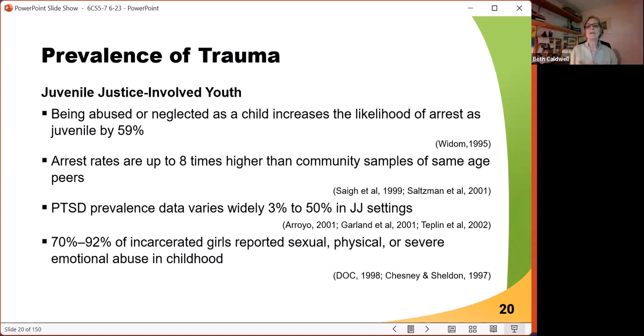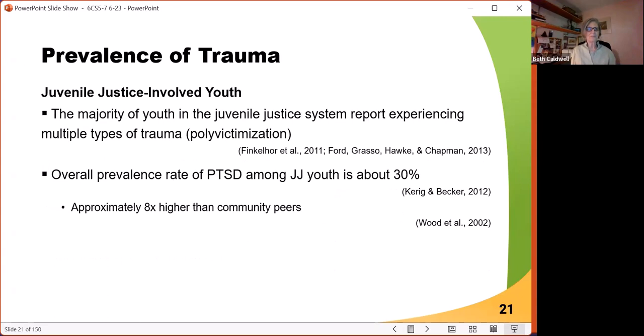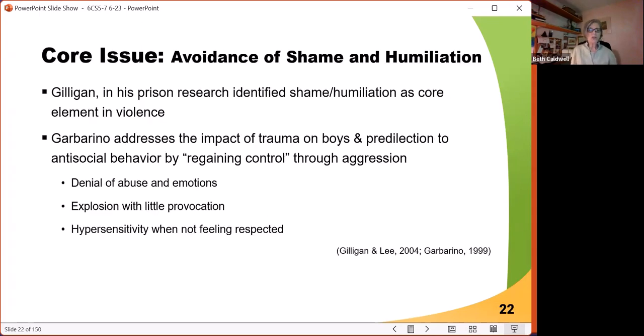So not only juvenile justice, which you can look at here, and it's just devastating. 70 to 92% of incarcerated girls report sexual, physical, severe emotional abuse. Arrest rates are up to 8 times higher for youth who have a history of trauma, and it increases the likelihood of arrest by 59%. Next slide, please. And actually, the majority of youth in this system report multiple types of trauma. So know that if you work with juvenile justice or serving youth who've been in the juvenile justice system, we have serious challenges here.